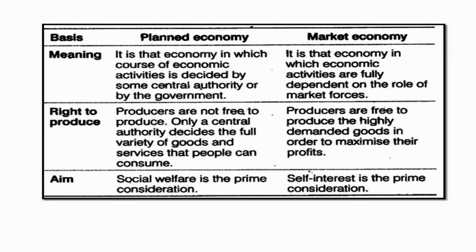Interestingly, every economy in countries of the world is driven by a different ideology. An example of this is a planned economy versus a market economy, as shown here. A planned economy is the economy in which the course of economic activities is decided by some central authority or by the government. A market economy is that economy in which economic activities are fully dependent on the role of market forces. The United States has always been a market economy, although recently it is being taken over by the government and beginning to lean as a socialistic country rather than in its own self-interest.